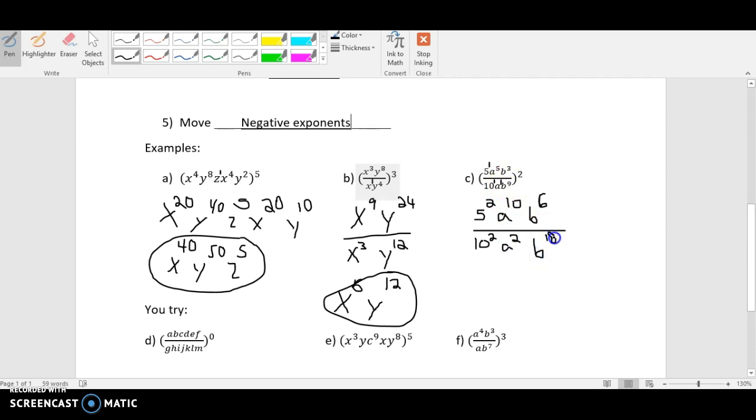Before I move on, I need to fully finish this power to a power rule, which means I need to evaluate these coefficients out front. So I know that 5 to the 2nd is actually 25, so I'll go ahead and write that as 25. I also know that 10 to the 2nd is actually 100, so I will go ahead and rewrite it as 100.